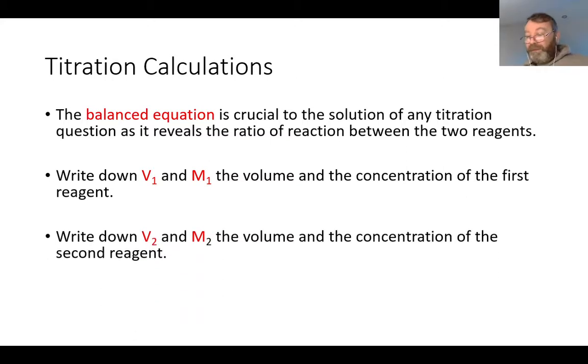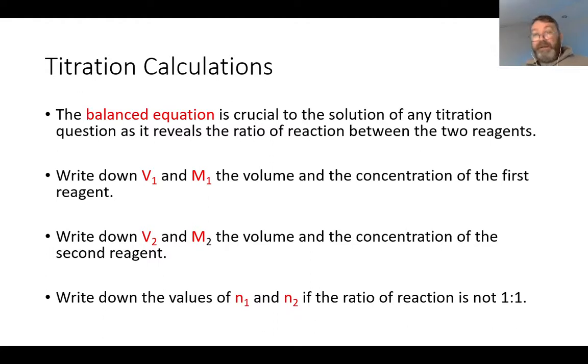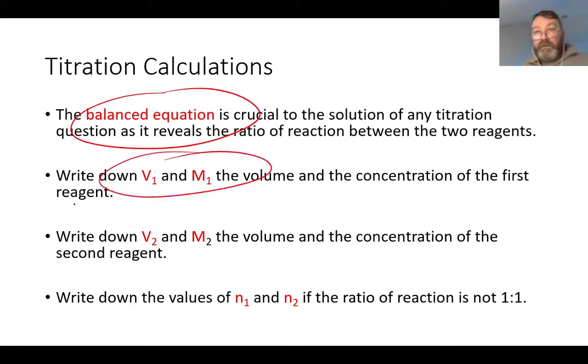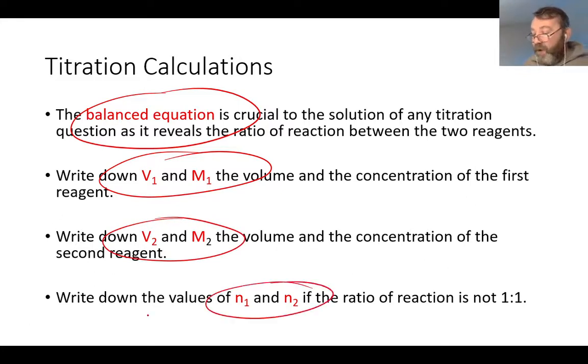Write down V2 and M2, which is the volume and the concentration of the second reagent. And then, if there is an unequal ratio between N1 and N2, write them down. Okay, so that's the first thing we're doing. We're gathering information. What does the balanced equation tell me? What's the volume and the molarity of the standard solution? What's the volume and the molarity of the solution whose concentration I want to find? And how do they react together from the balanced equation? What's the ratio of reaction between these two?